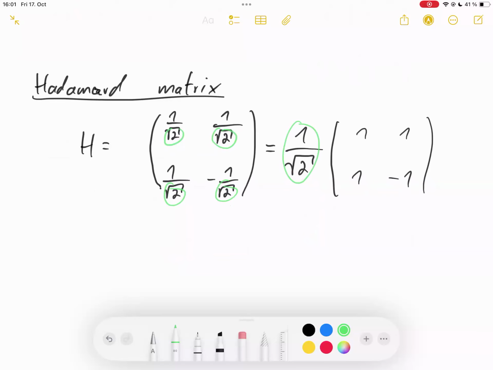Now I'm asking you, what is the adjoint of the Hadamard matrix? So I have my Hadamard matrix, and what is its adjoint? So H dagger.